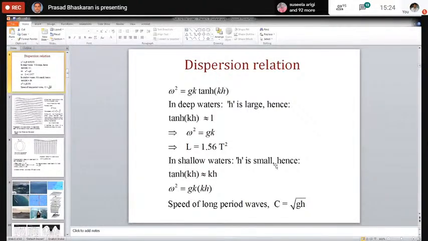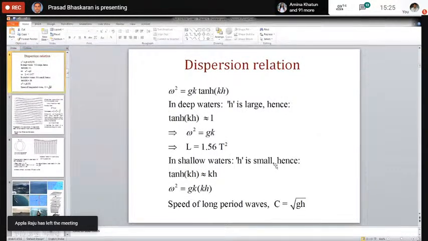Some of the classical studies on wave models started with the small amplitude wave theory. It is also called the Airy wave theory. You can find it very commonly in textbooks, where it is referred to as Airy wave theory. It is also called small amplitude wave theory, and it is also referred to as linear wave theory.